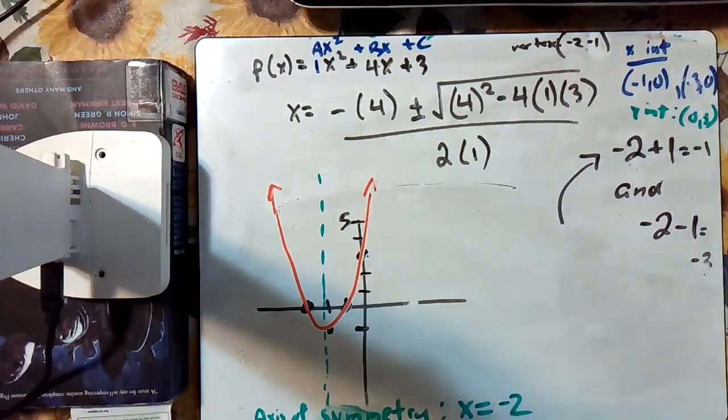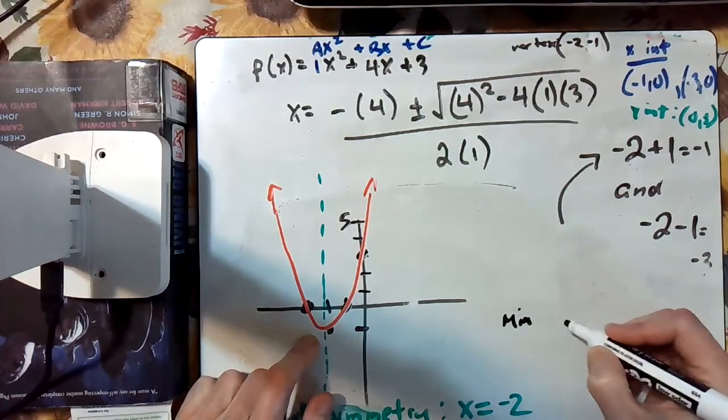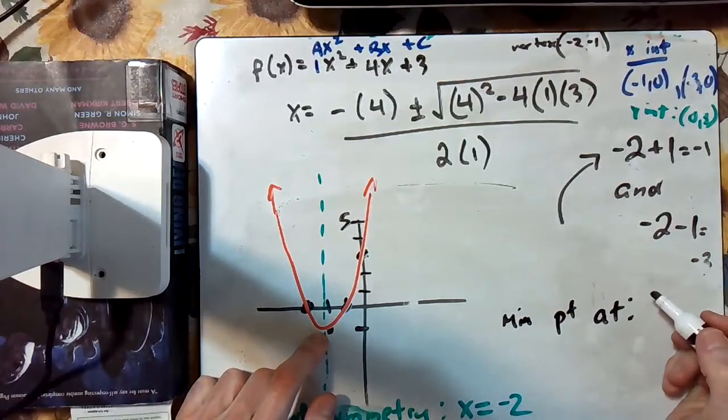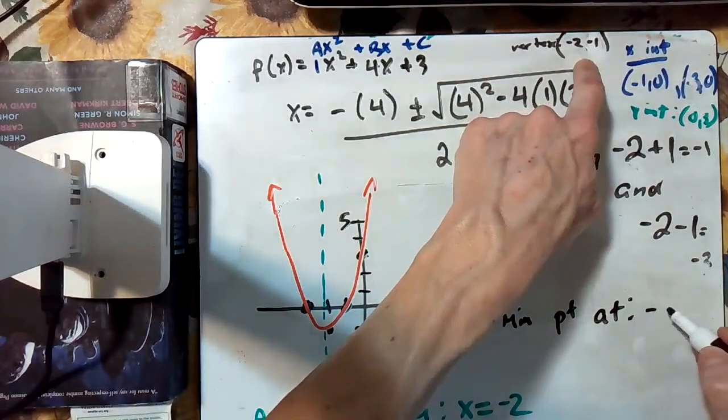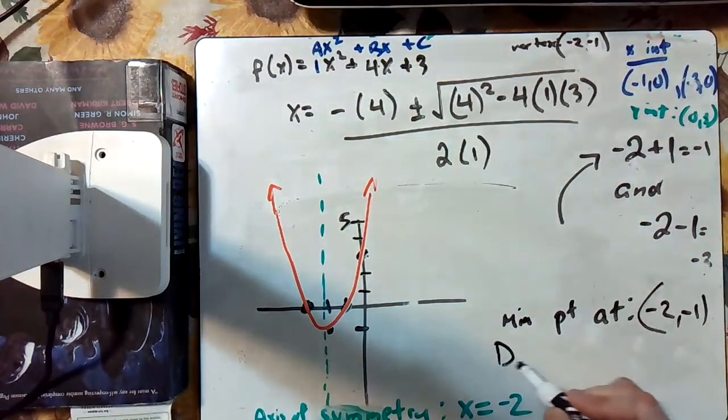Then we need to describe the max or min, right? Well, we know that this is a min point at, and again, it's the vertex. What was the vertex right here? (-2, -1). That's it.